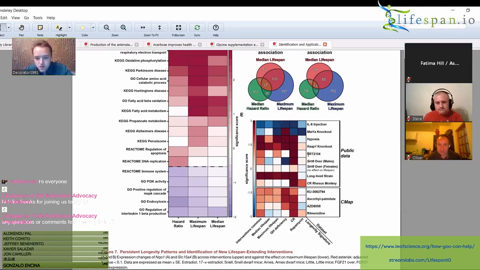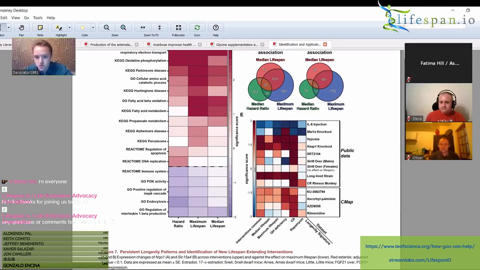So one of them, SRT2104, is a compound, and its effect on lifespan is not very high. And here we also observe that it's positively associated with some signatures, but not all of them. And the second model is overexpression of sirtuin gene, and most interestingly, it shows the effect only in males. And quite consistently, we observed the effect on signatures also only in males.